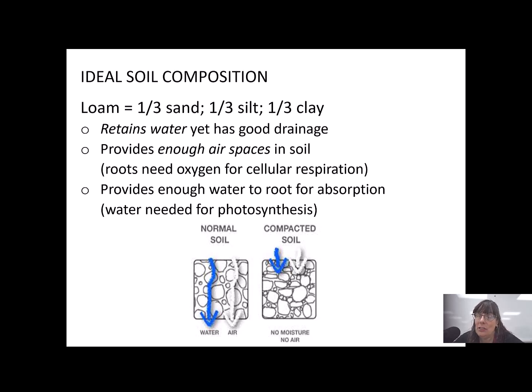The reason that this is good is because it retains water, but still has good drainage because there's enough air in there. It provides enough air spaces because, again, remember the roots need oxygen for cellular respiration, and it provides enough water for the root to absorb, and water is needed for photosynthesis. So it holds on to water enough, yet there's good enough drainage and air pockets so that we can perform respiration and we can still hold on to some water. Now this is what you need to write for number 16.